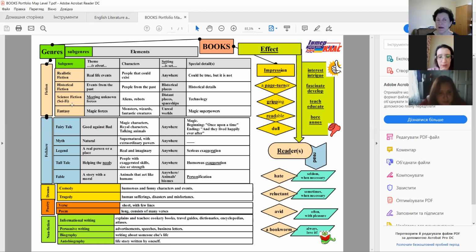So, and now let's compare science fiction to fantasy. Why is science fiction not fantasy? What is the difference between science fiction and fantasy? Natalia. One of the main differences is that the special detail of science fiction is technology. But fantasy is based on magic superpowers. Very good. So in fantasy, we have magic, while in science fiction, we have technological innovations. That is why it is connected with science.